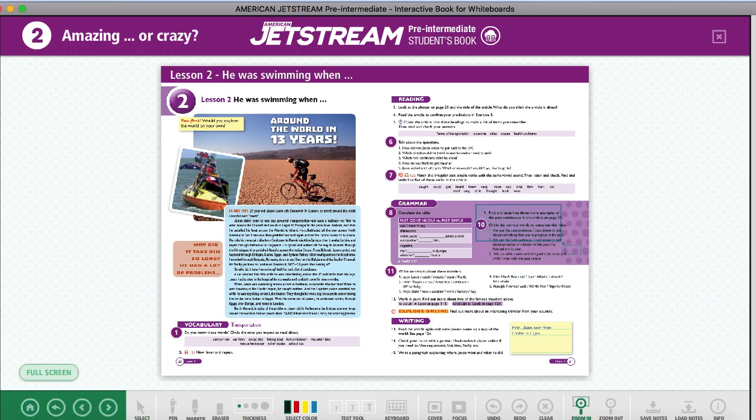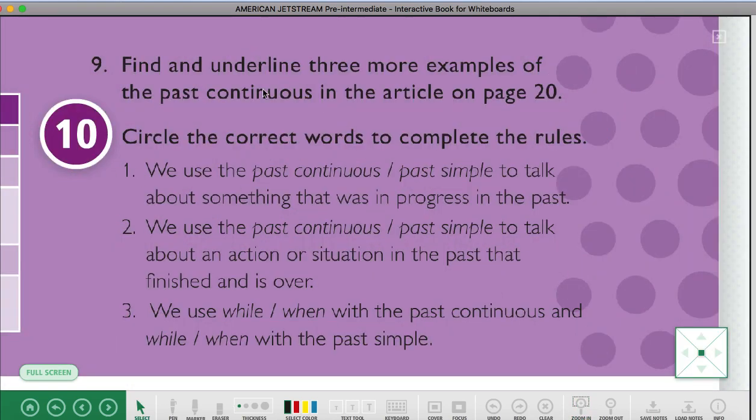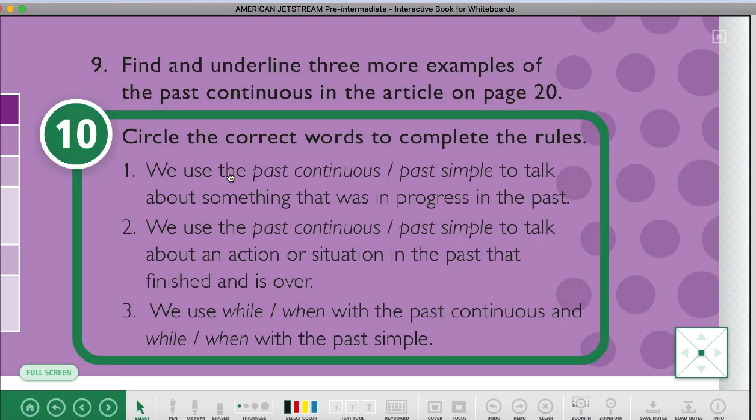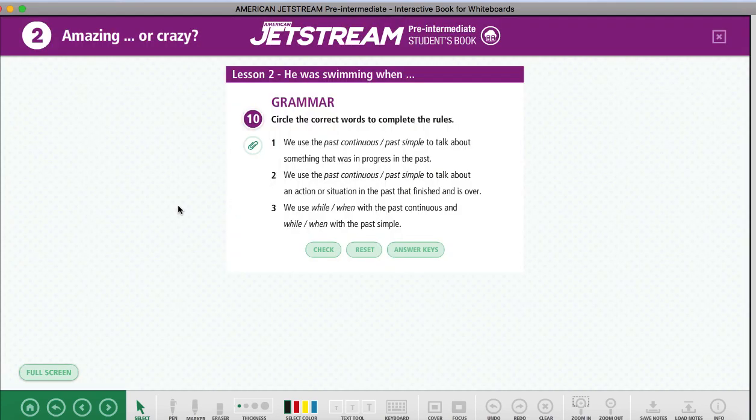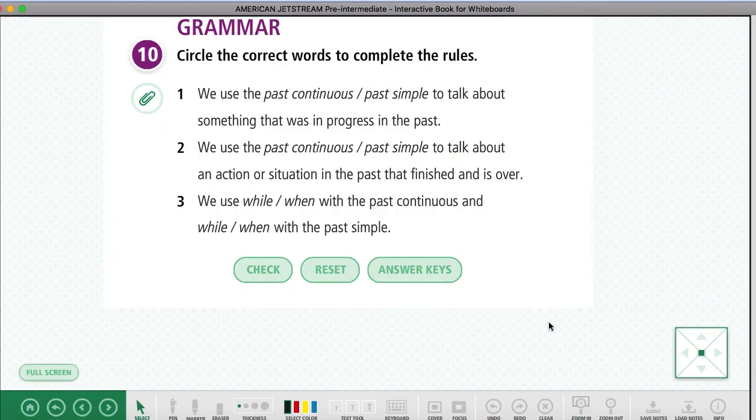Next activity. Okay, this is going to be skipped. This is not going to be done. And number 10 is going to be done by everybody else at class. For example, here. Okay. Here, circle or choose the correct words.